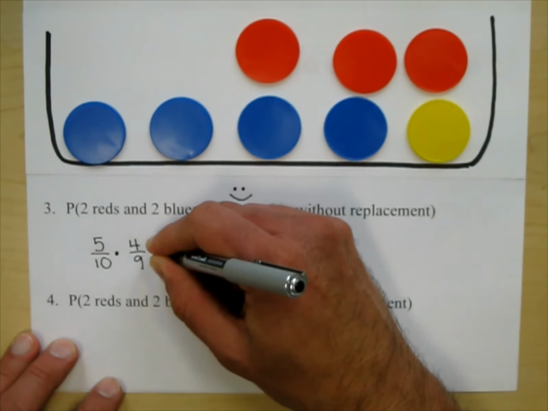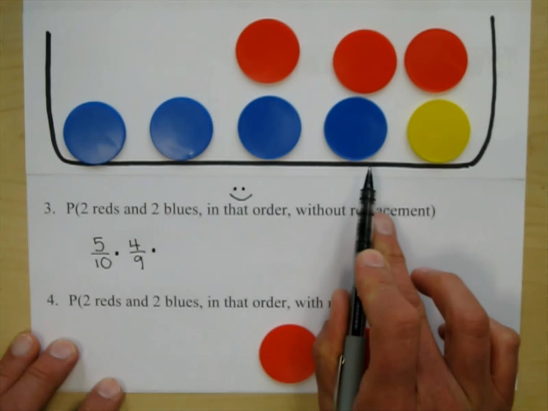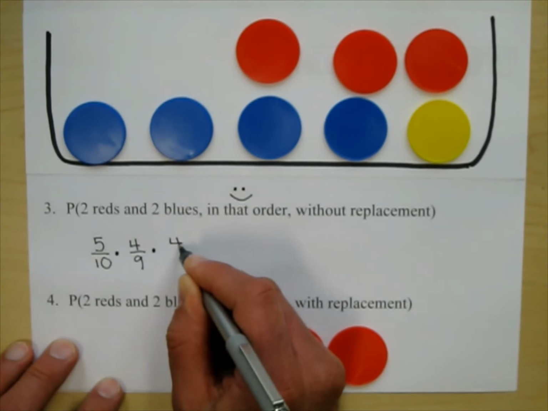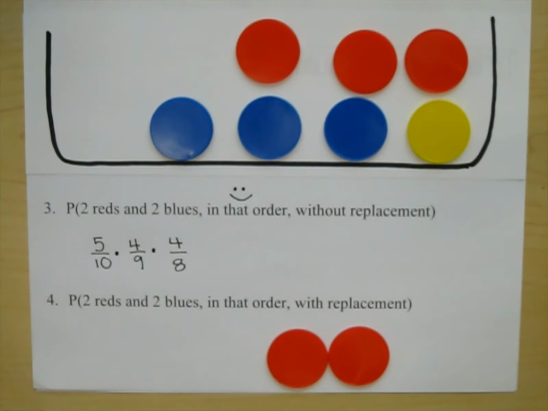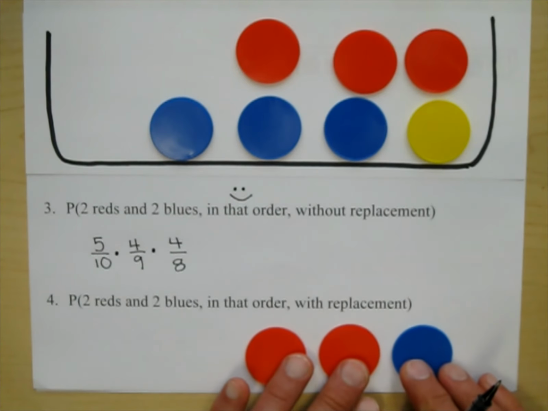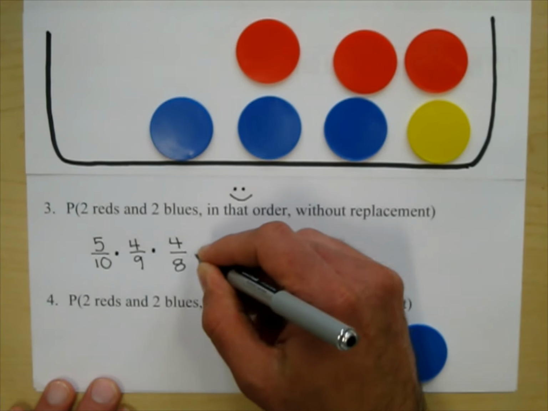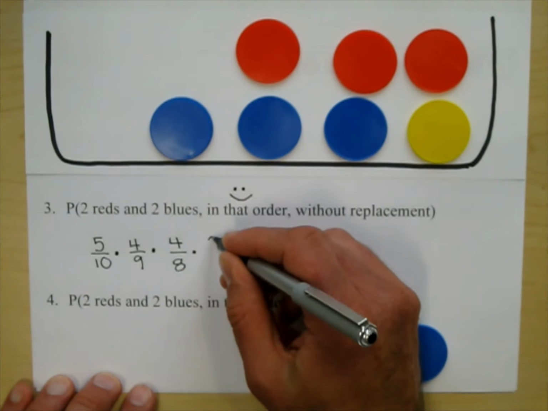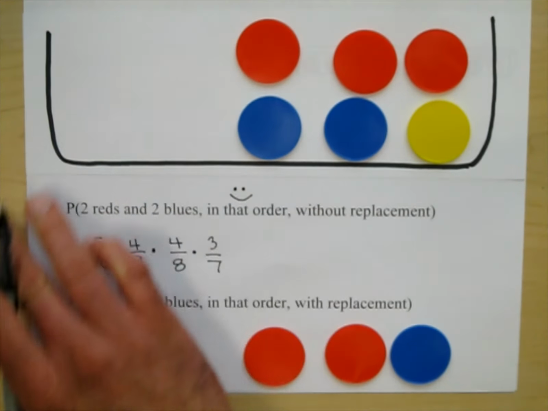Okay, so now we want to pull out a blue. What's the probability of that happening? Well, the probability of that happening is 4 out of 8. 4 blues out of 8 marbles. So we pull out one of those blues. And now, the last blue. What's the probability of pulling out the last blue? Well, there are 3 blues left out of how many marbles in the box? 7. So I'll pull out that last blue.